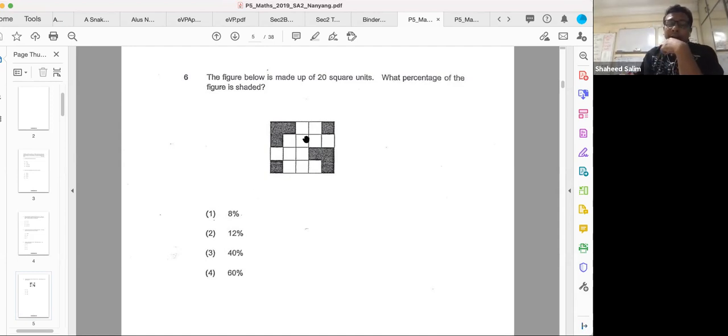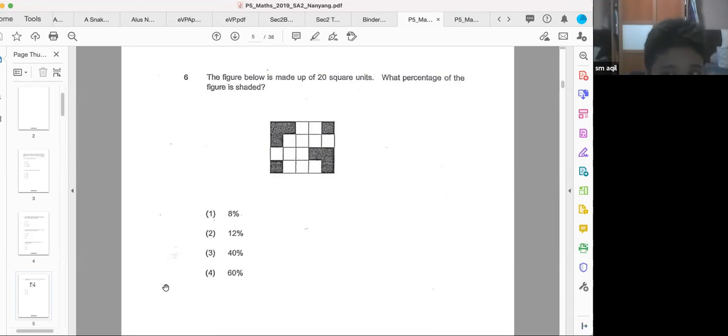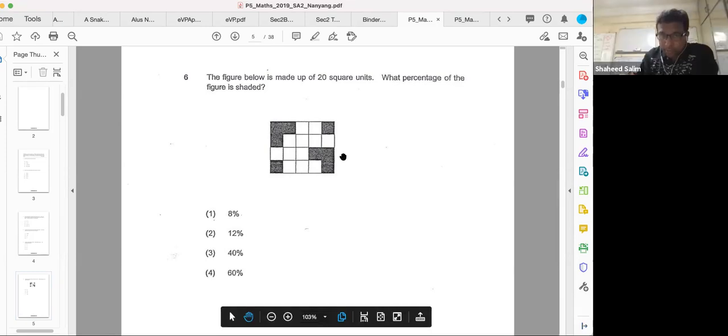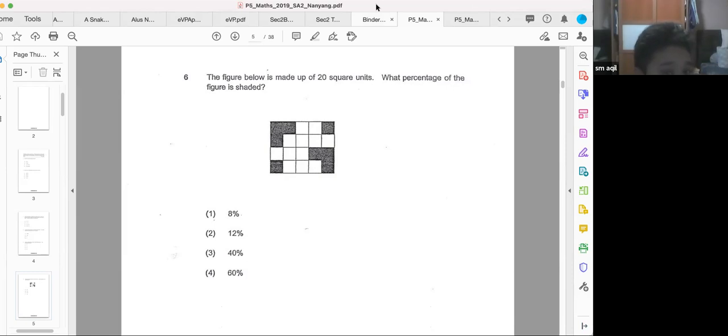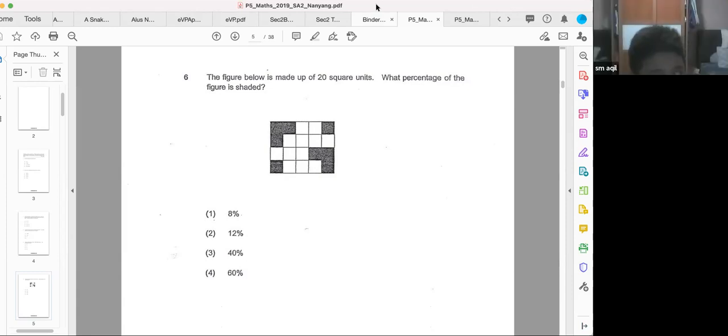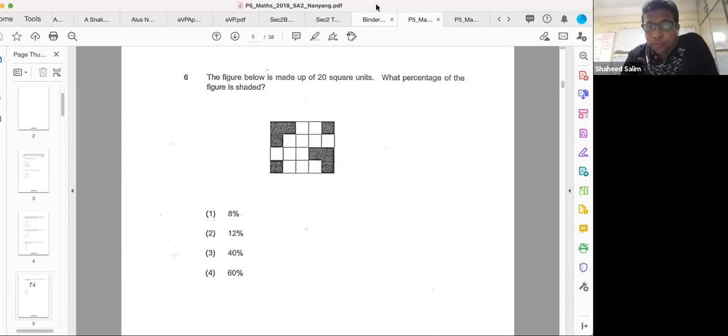What's the fraction of the shaded part to the whole number of squares? This square has 20, is it? Yes, there's a total of 20 squares. 8 out of 20? Is it 8%? No, listen. That is a fraction. To change fraction to percentage, you must times by 100.